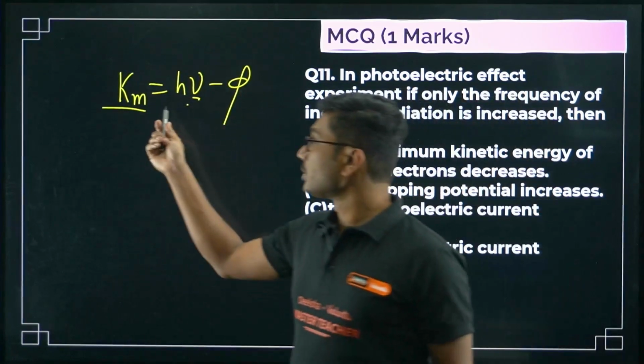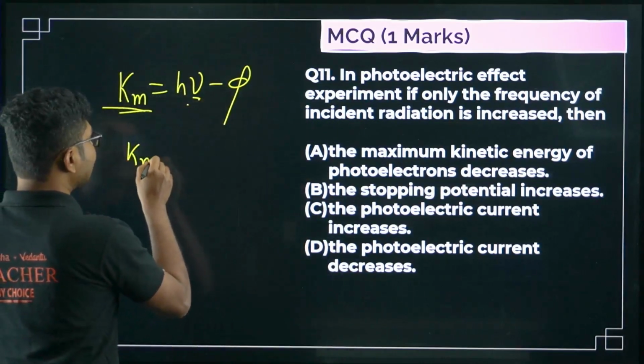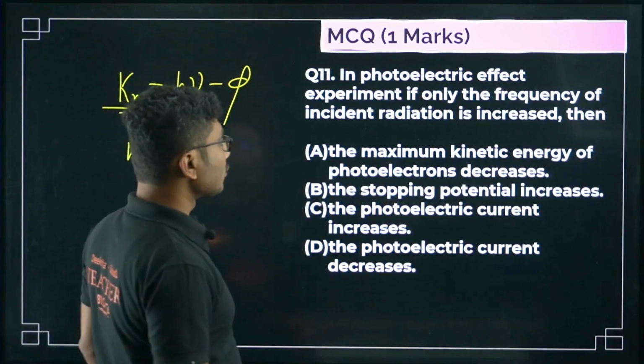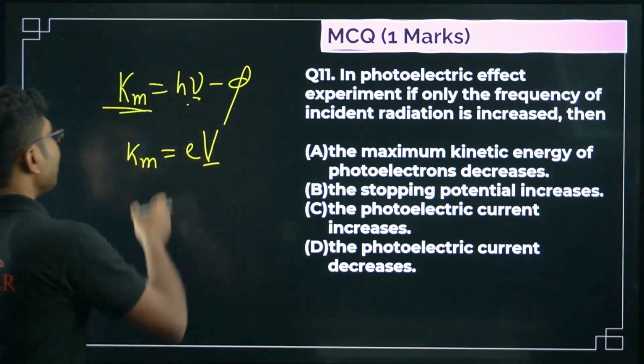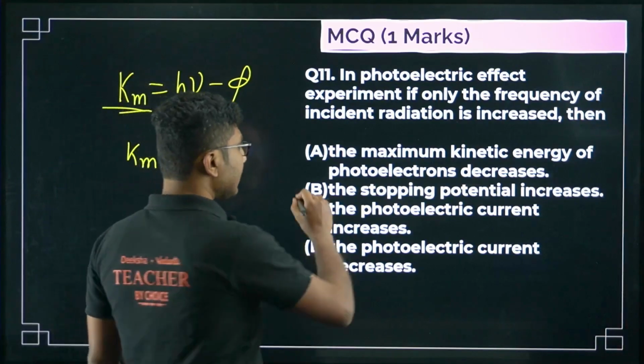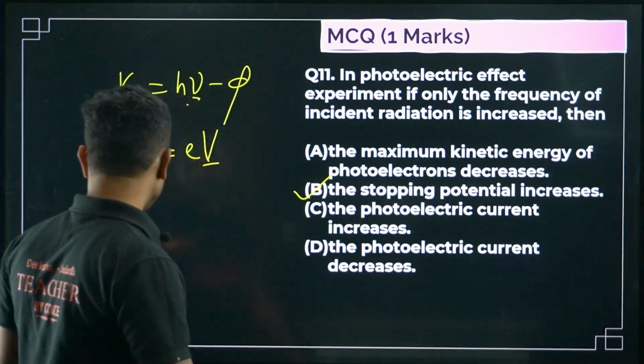Now this is also related to the stopping potential. You can also calculate this KE max, it can be written as eV, where V is the stopping potential. So if you increase the frequency nu, the stopping potential will also increase. So the stopping potential increases is the correct answer for this question.